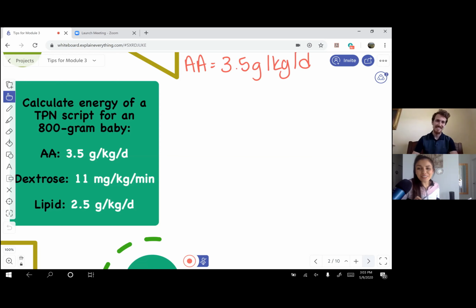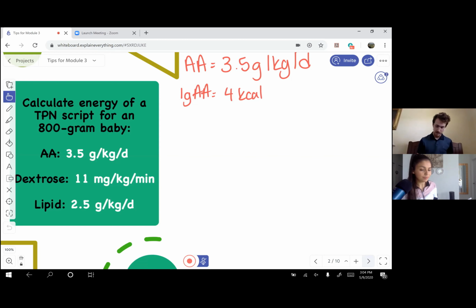I knew you were going to ask me that. And I honestly have to always have this written down because I always forget, but I believe it's 4, right? You are believing correctly. 1 gram of amino acids is going to give us 4 calories.